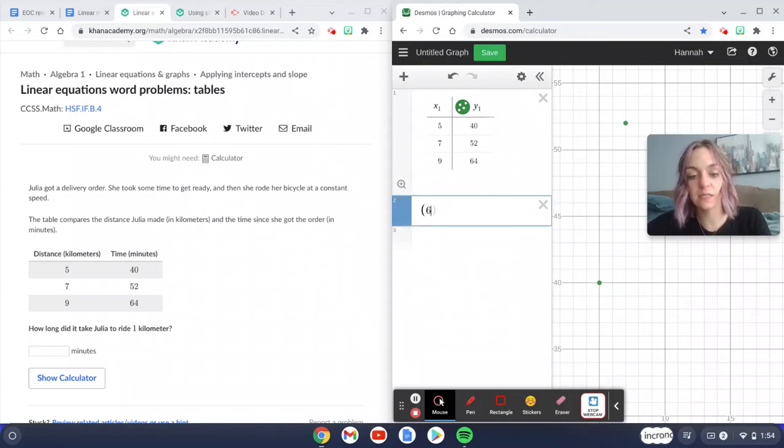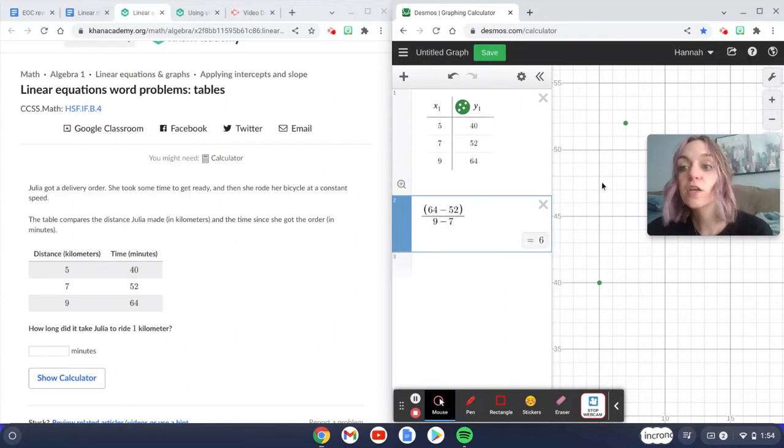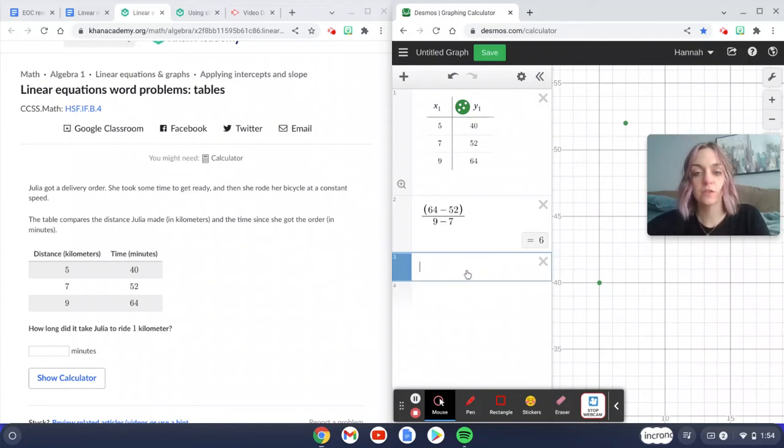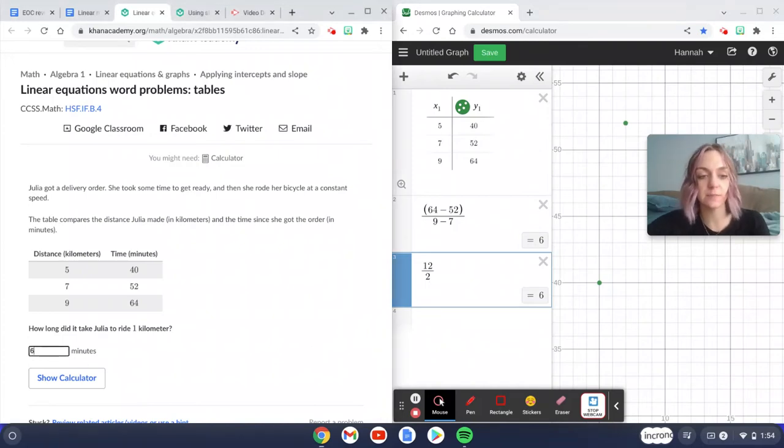So you can say 64 minus 52 divided by 9 minus 7, which we get 6. Or you can count the boxes. So we go up 1, 2, 3, 4, 5, 6, 7, 8, 9, 10, 11, 12, and then we went over 1, 2. So 12 divided by 2 is 6. So what this is saying is that it takes her 6 minutes per kilometer, 6 minutes per 1 kilometer. So my answer for this is going to be 6 minutes.